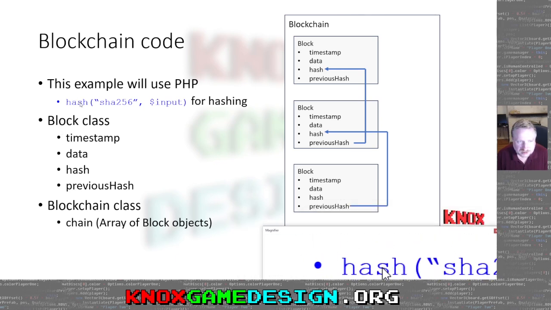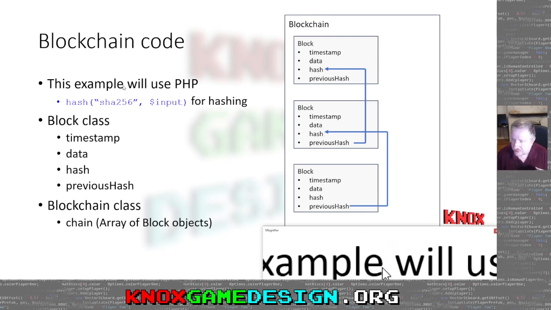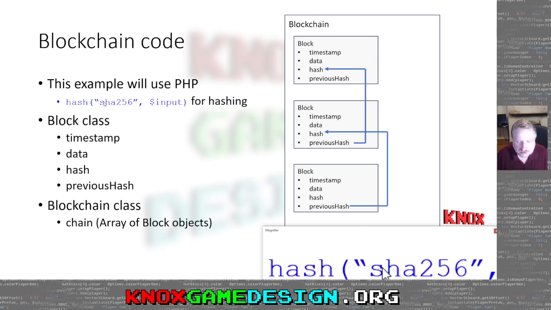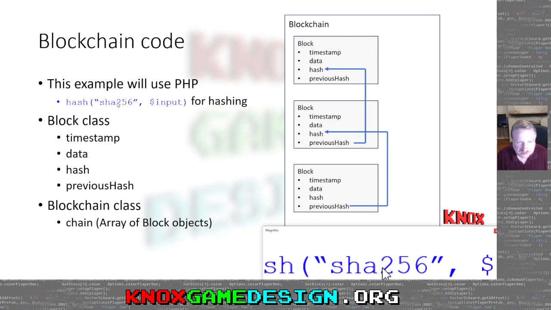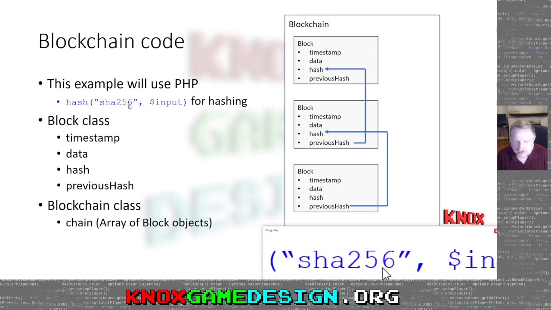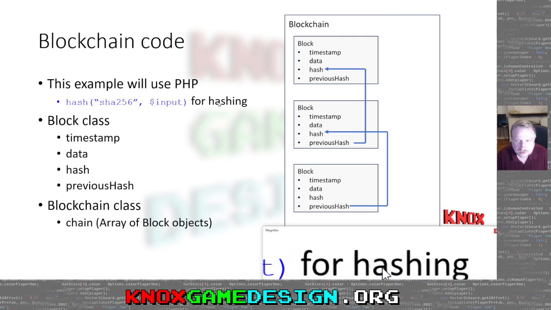So it's going to take a string of data and then compress that down into a set of characters using the SHA-256 algorithm. So it's pretty nice. You don't have to write that yourself or use any external library. And then we're going to pass in an input string. So what do we need?